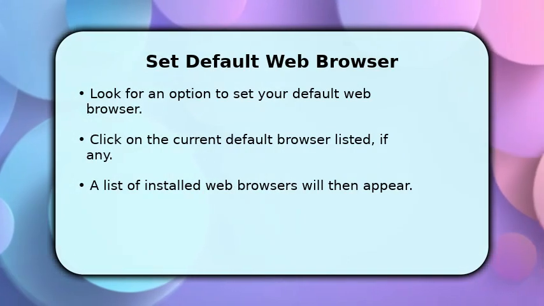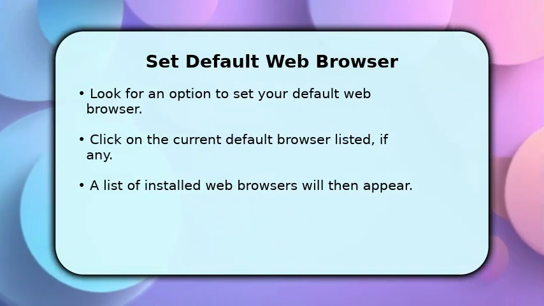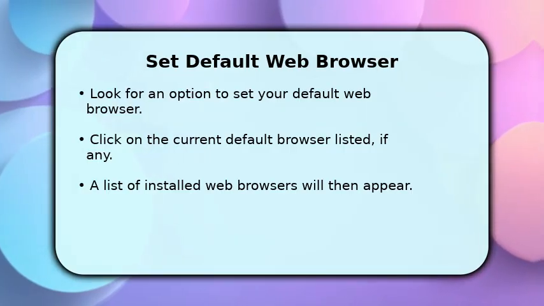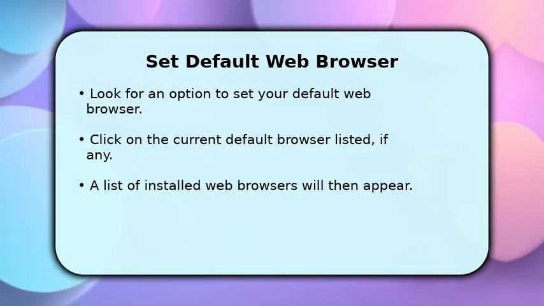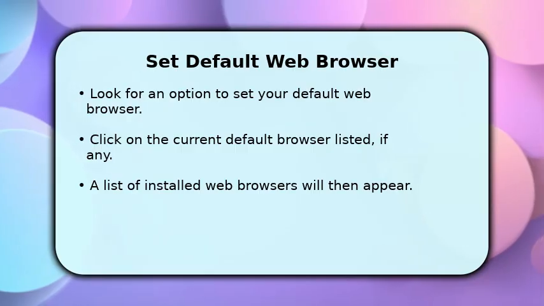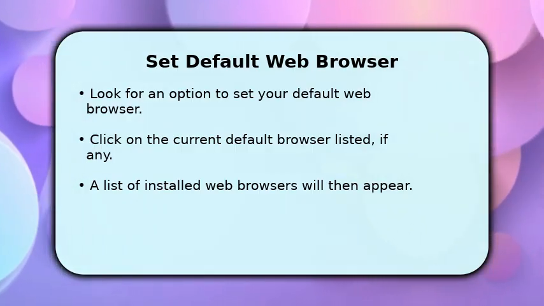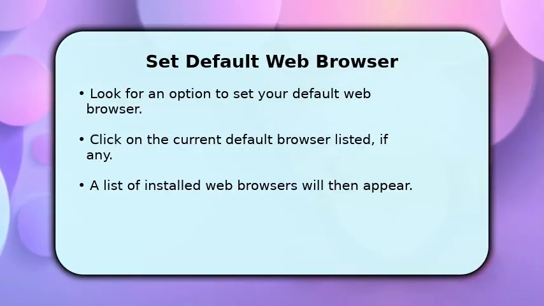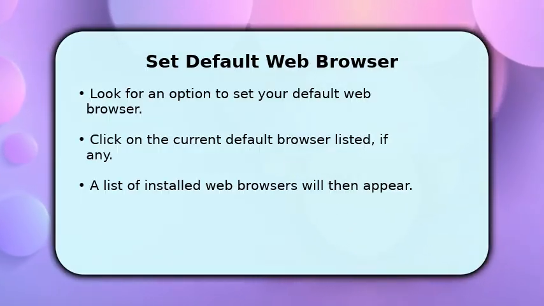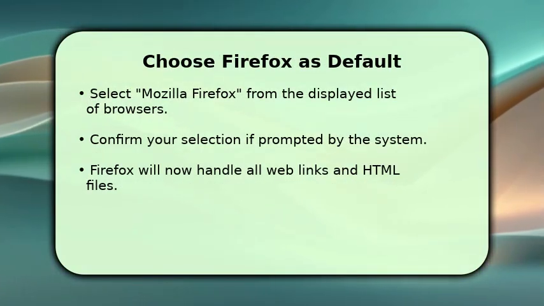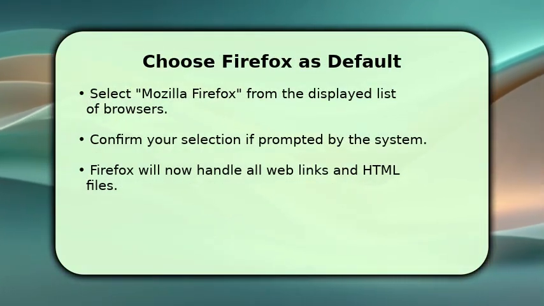Once in the Default Apps section, you'll need to find the specific setting for your web browser. There should be a clear option to set Default Web Browser. Click on the browser currently listed as default or the placeholder if none is set. This action will reveal a comprehensive list of all web browsers installed on your system, making it easy to choose Firefox. From the list of available browsers, simply click on Mozilla Firefox.